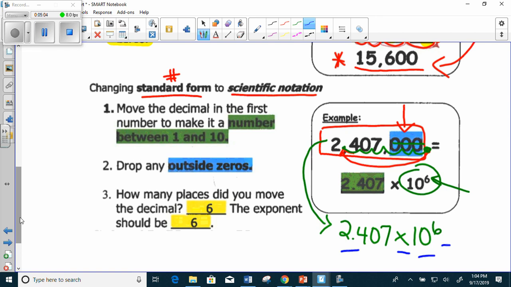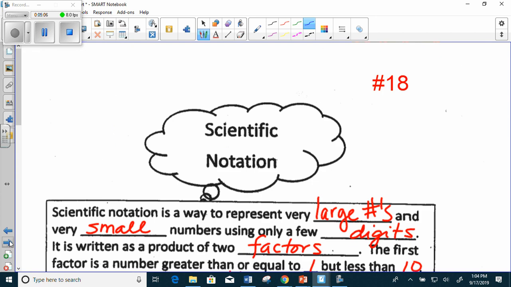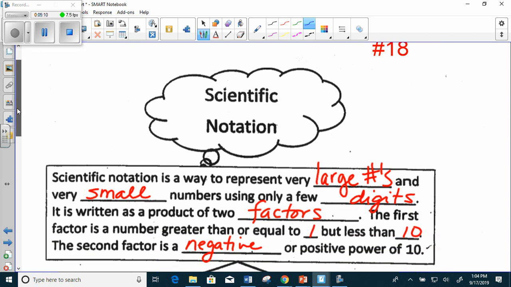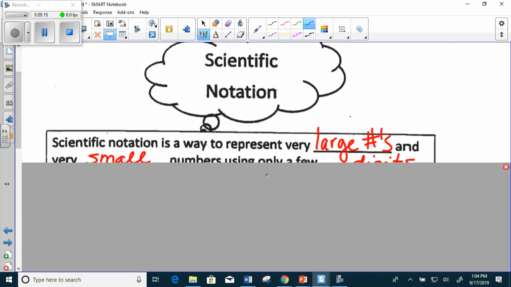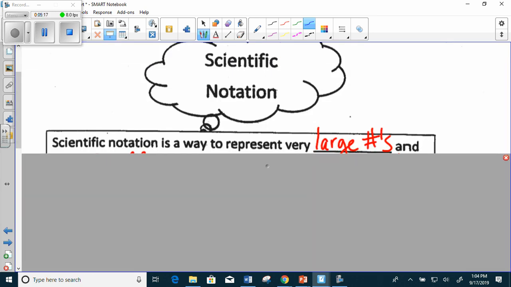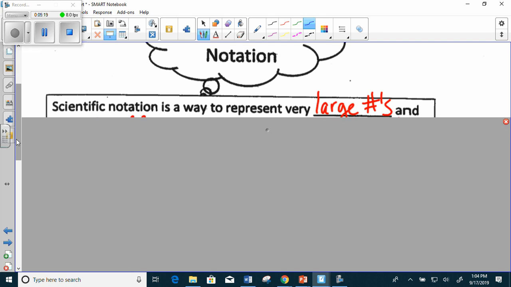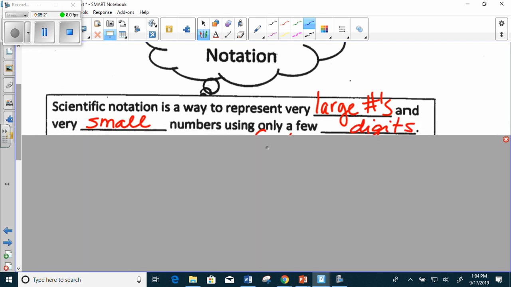Okay? Now, let's go ahead to your notes. So this is page 18, scientific notation. Let's start off with the first part. Scientific notation is a way to represent very large numbers and very small numbers using only a few digits. Again, pause the video if I'm going too fast so you can catch up.